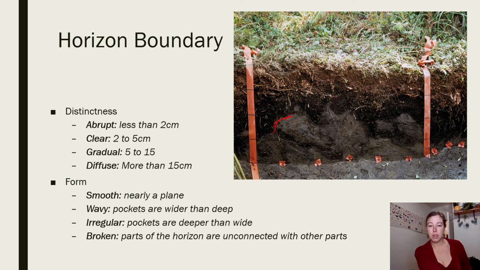And it's forming these kind of waves, right? That is irregular. Pockets are deeper than they are wide. If the pockets are wider than they are deep, so if it went more like this, then you'd have wavy. Because this one is so weird, this one deep one is deeper than it is wide, that's called irregular. And then you can sometimes have pieces that are broken up. And I think I have another picture of that on another slide.